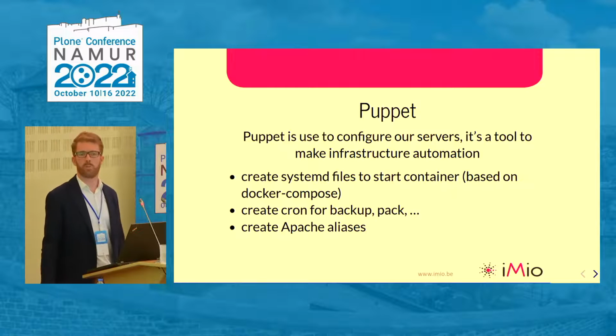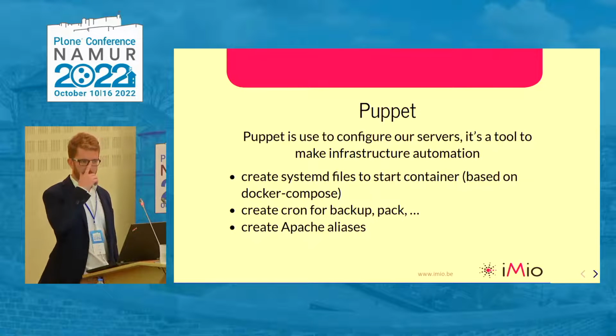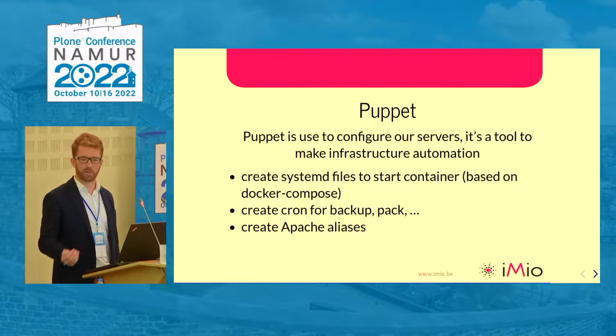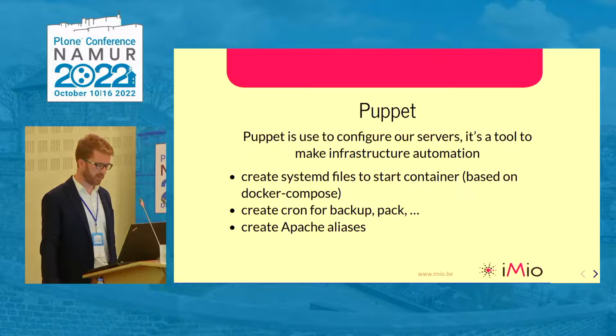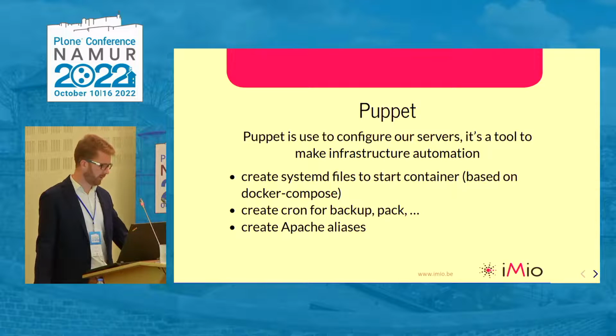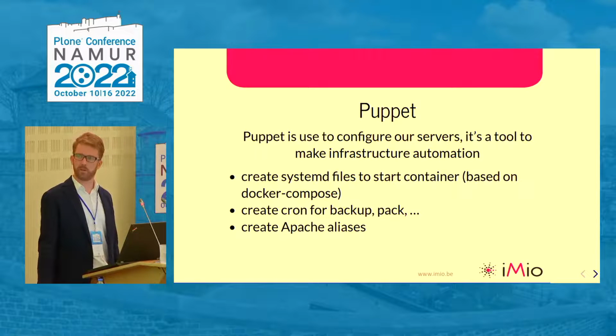For Puppet now, we use it to create the systemd files. So every Docker Compose is a service started with systemd. We have, I don't know, 10 Docker Compose repositories on a server, and 10 systemd files, which create systemctl restart service 1. I don't know the name. We use Puppet also for the cron, for the backup, and so on. Puppet is also used for creating Apache aliases.